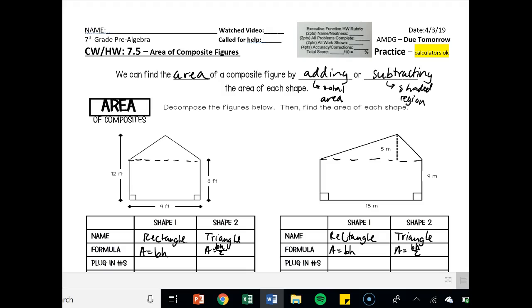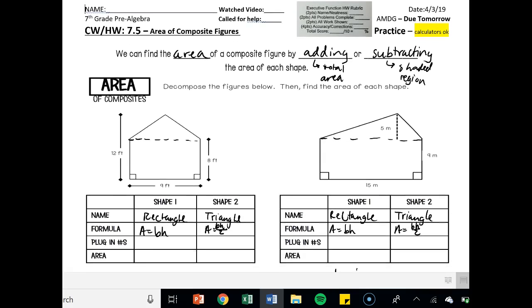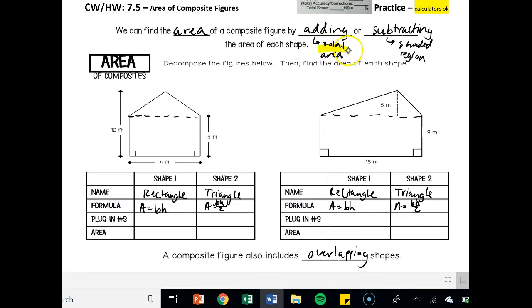Again, we did these notes together in class, but this is just a review to refresh your mind as you do your homework. So remember, we can find the area of composite figures by adding or subtracting the area of each shape. We're going to add if we're trying to find the total area, and we're going to subtract if we're trying to find just the shaded region.